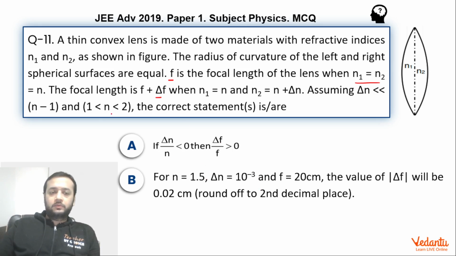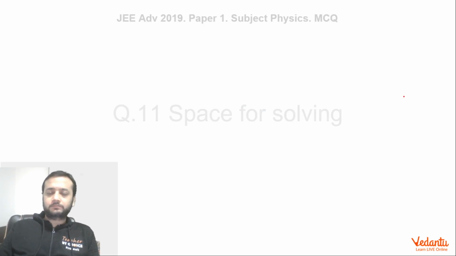Now, first thing, let's see. If n lies between 1 and 2, that means n minus 1 will lie between 0 and 1. And delta n is much less than n minus 1. That means delta n is much less than the range 0 to 1. Therefore, we can say that the change in n is very small for the second half. Now let's start solving this question.